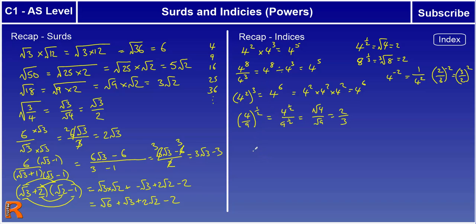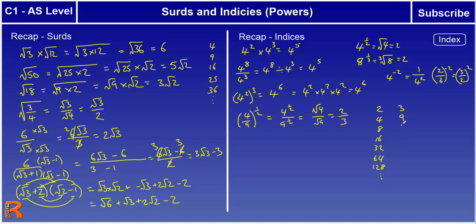And for most surds, because it's non-calculator, we're only going to be dealing with powers of 2. So 2, 4, 8, 16, 32, 64, 128 and so on. The powers of 2 are fairly easy to work out and should be fairly recognisable.